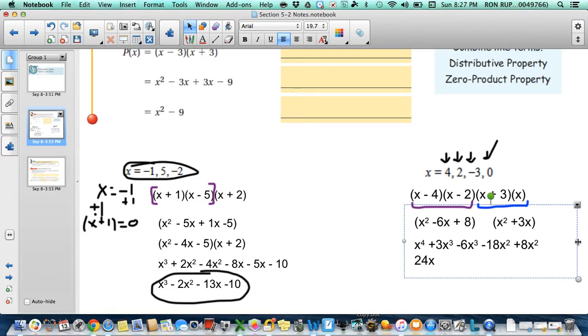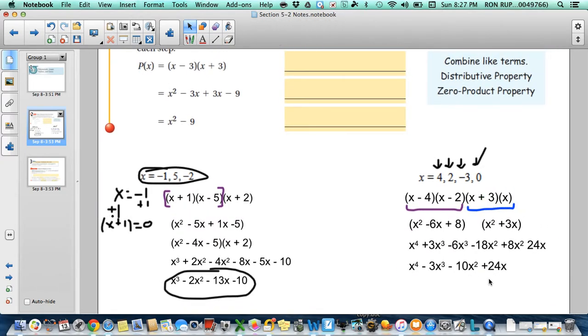And so now we can simplify where we can. X to the fourth doesn't simplify with anything. 3x cubed minus 6x cubed is negative 3x cubed. Negative 18x squared plus 8x squared is negative 10x squared. And then we have 24x. And so that is the answer.